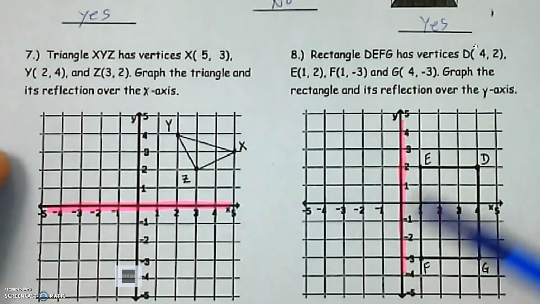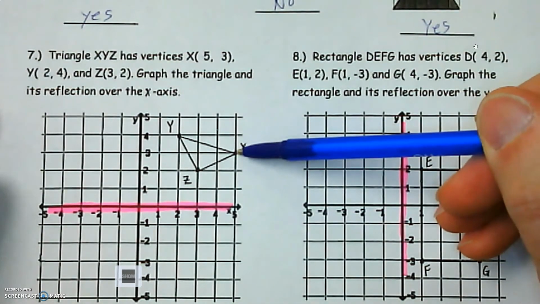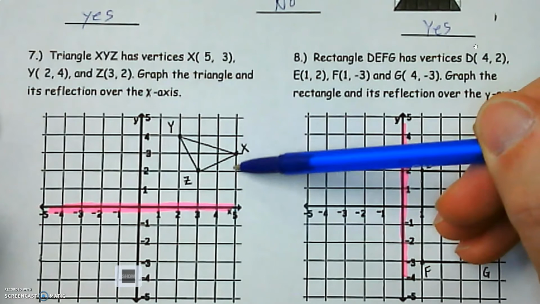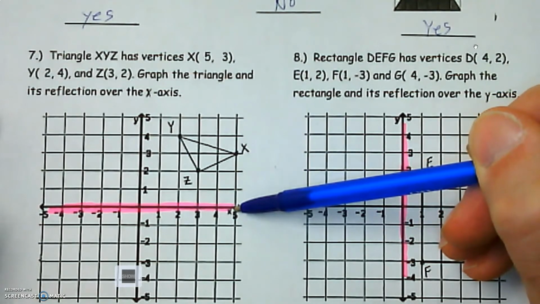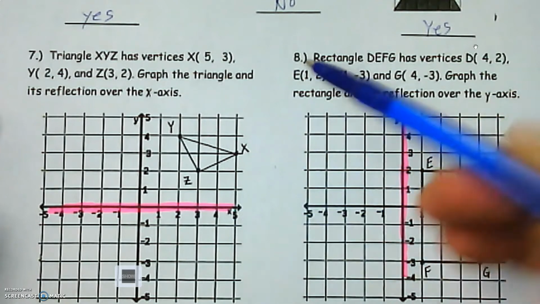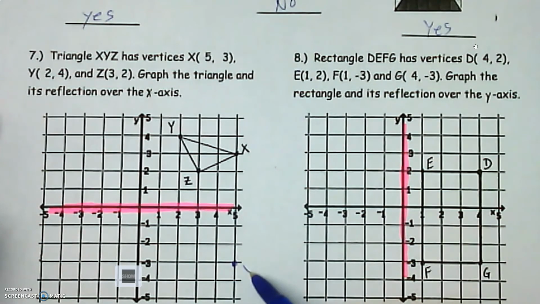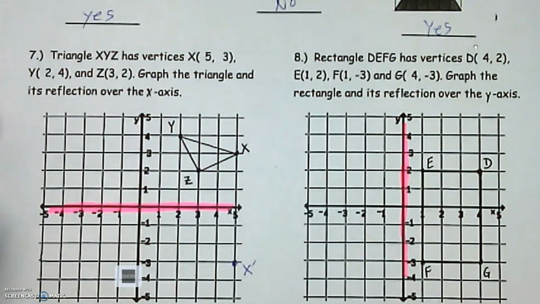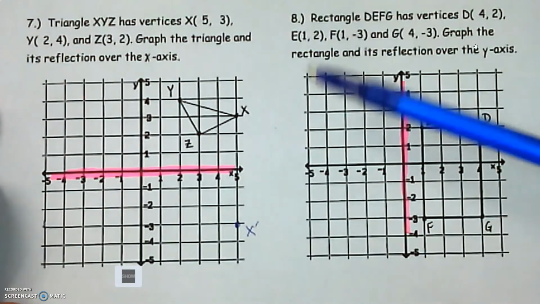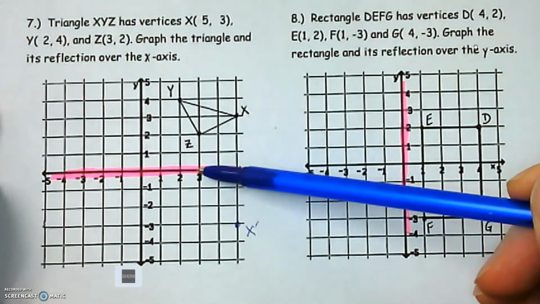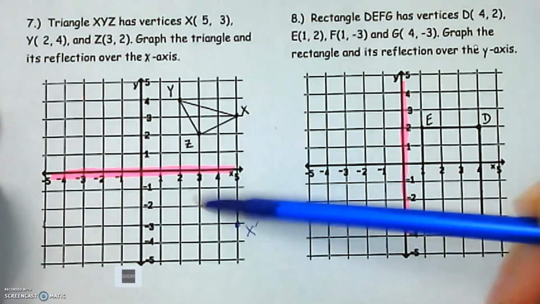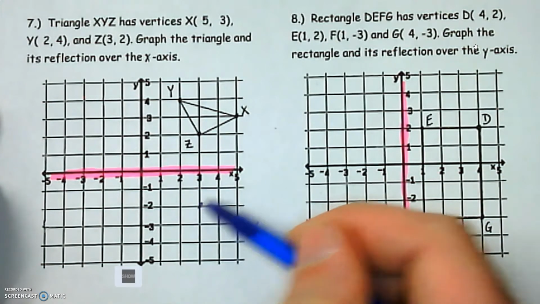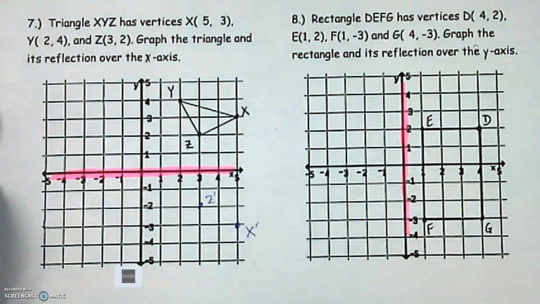Okay, so watch how this is done. Point X. I'm going to count to my line of reflection. 1, 2, 3. Well, point X prime must also be 1, 2, 3 away from that line. There's my X prime. So you just count. Same with Z. 1, 2. Z prime. 1, 2. Don't check out of the video too early, because on the back I have to show you something that's different than these.